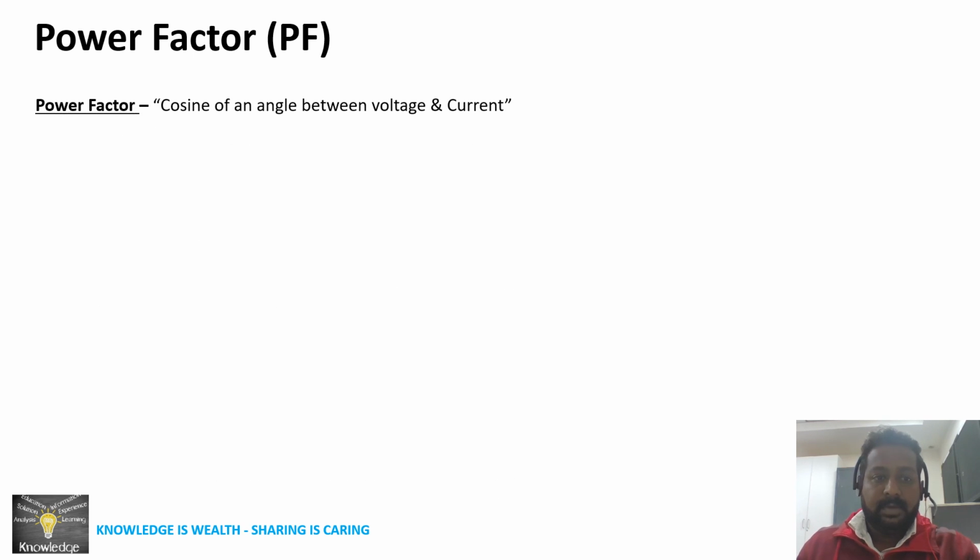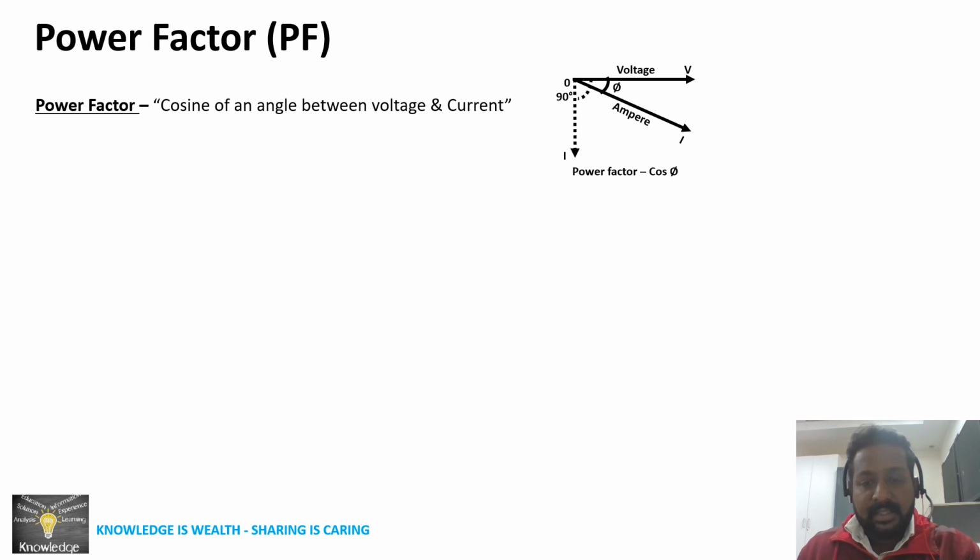Let us quickly touch base on the basic information of power factor. The power factor is the cosine of an angle between voltage and current. Simply we can say it is the phase angle difference between voltage and current. We call that phi, and cos phi is the power factor. There are usually four different power factors: lagging power factor, leading power factor, unity power factor, and zero power factor. Let us quickly go through all these power factors.